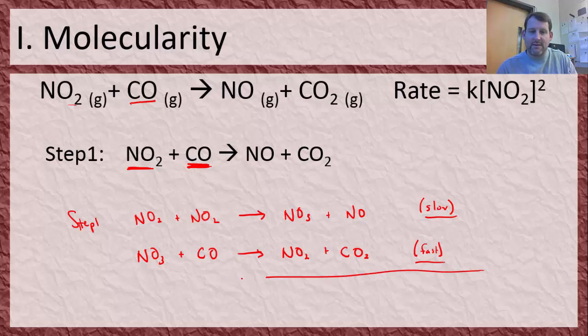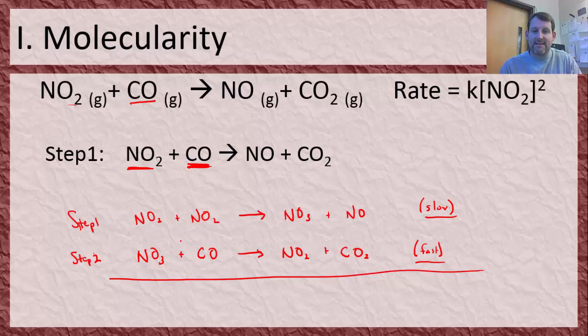Now, two things have to be satisfied to make this a possible mechanism. First of all, there has to be a step, step 1 here, in which the slow step is consistent with the rate law. This slow step would depend only on the concentration of NO2, and it would do so with a bimolecular collision giving us a second order reaction. Now the rest of the steps are fine to be whatever they need to be to make the reaction work because they're all fast. They won't mess with the rate law.